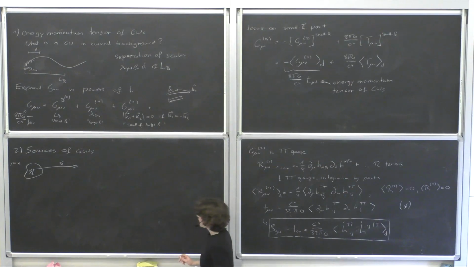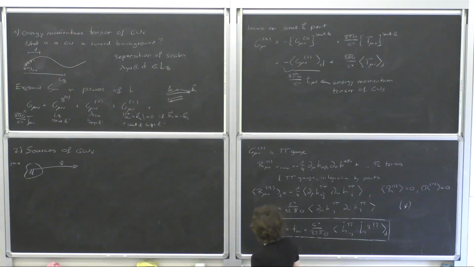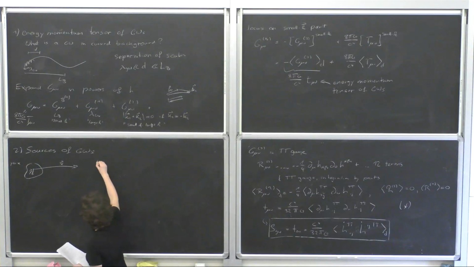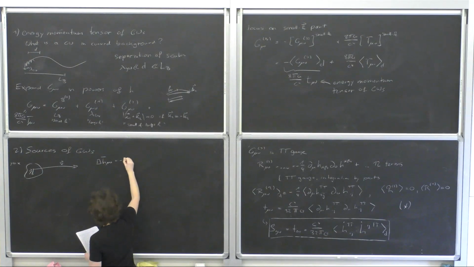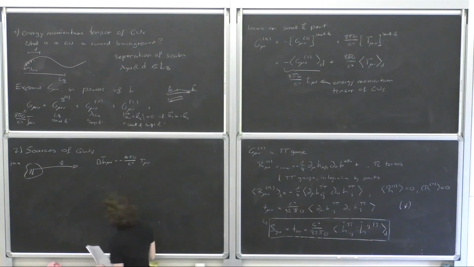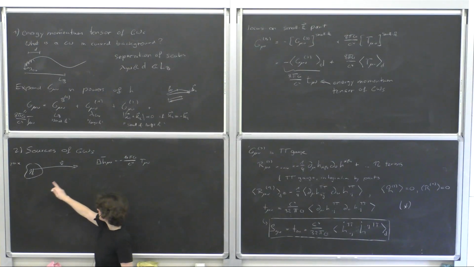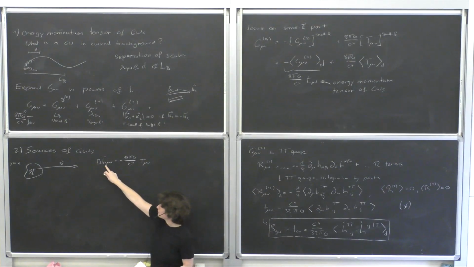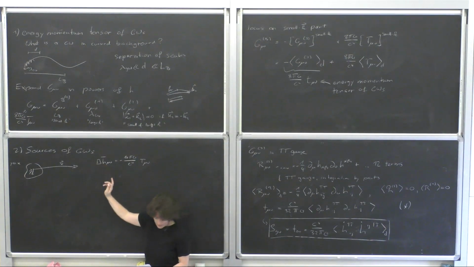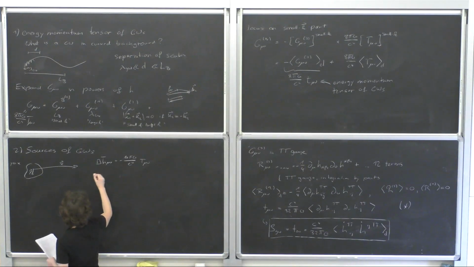Then we start with the linearized Einstein equation, 16 pi G over c to the 4 times T mu nu, right? And we want to know what is the gravitational wave observed here in the far field limit. That's the exact same problem as in electromagnetism, just that instead of the vector potential, you have h bar. So the solution is exactly the same.